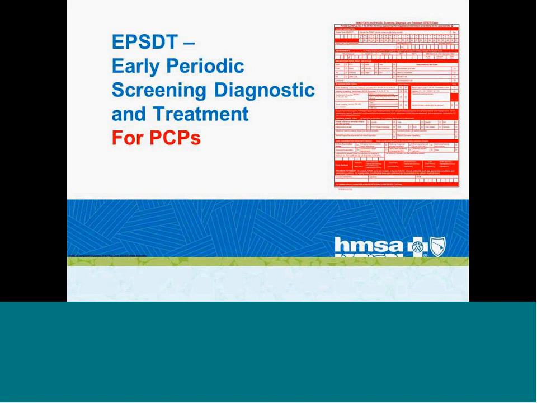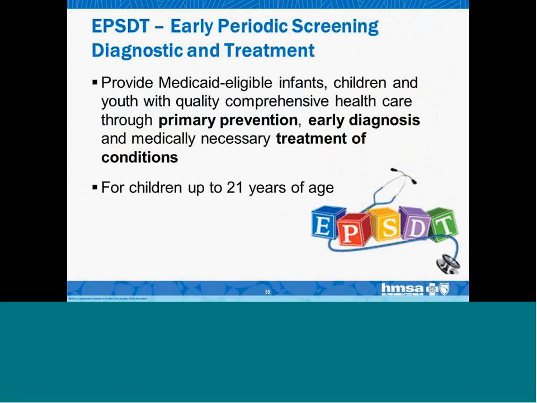Okay, moving on to EPSDT, the Early Periodic Screening, Diagnostic, and Treatment. This section applies to primary care providers. The EPSDT program monitors a child's health, development, and immunizations up through age 21. There is a global payment for these exams, and the PCP must submit a claim as well as the 8015 or 8016 forms to HMSA.